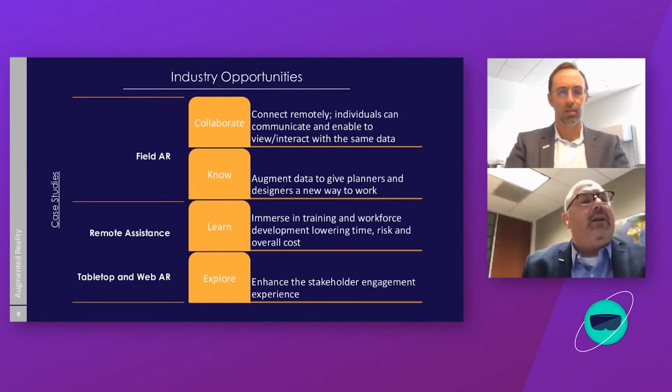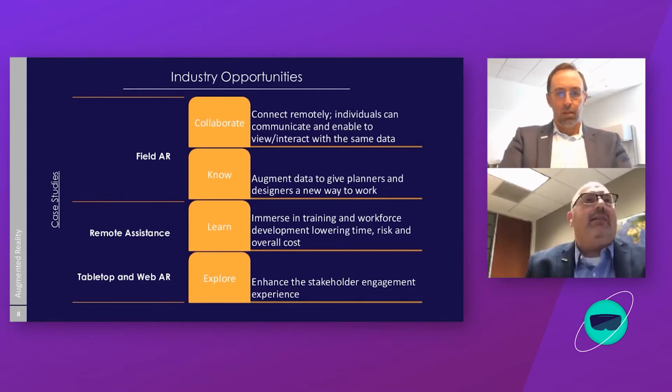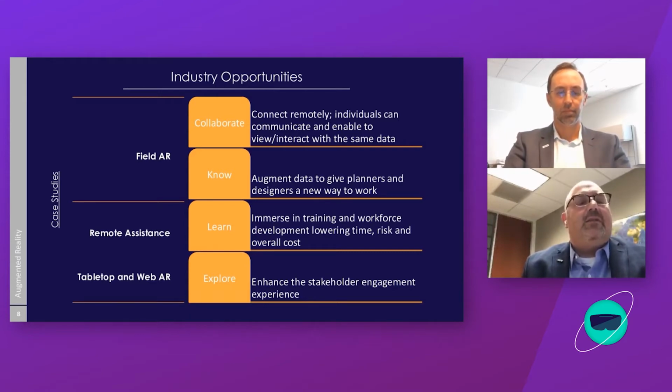So we're going to look at a whole bunch of case studies very quickly, but we've organized them into really three areas. One, field AR or field augmented reality. And that's really in the realm of the case studies there of collaborate and know. Second, case study around remote assistance, where learning is the priority and working with workforces to develop their skill sets. And third, tabletop and web AR, how we can enhance for all kinds of stakeholders, from public to the non-technical folks and even technical folks, to really understand what's going on in a complex environment.